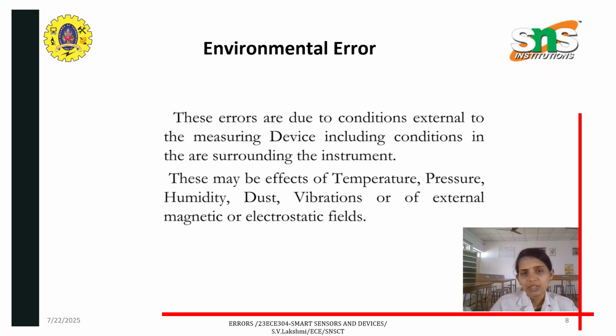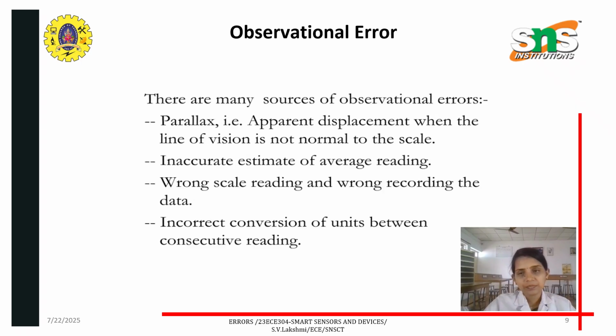Environmental error. Various environmental factors like humidity, dust, vibration and external magnetic or electric fields will cause environmental error in the instrument reading. Observational error, which was already discussed as parallax error, gives a wrongly estimated value, incorrect conversion of units, or manual calculation applying wrong formulas. All these come under observational errors.